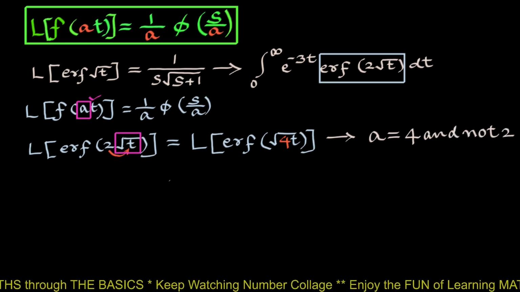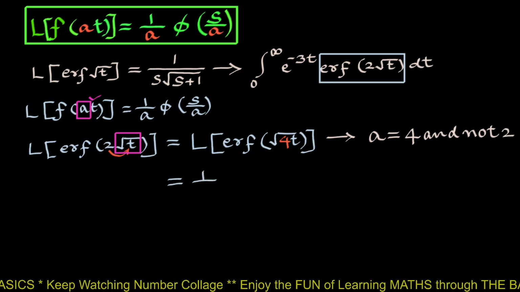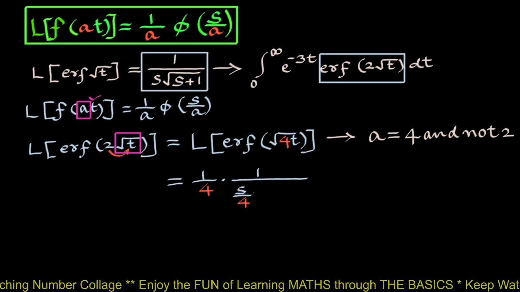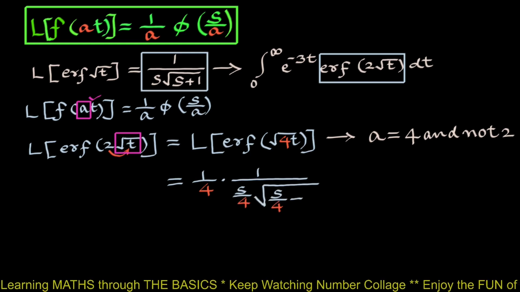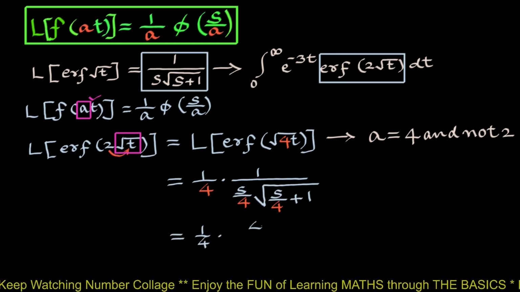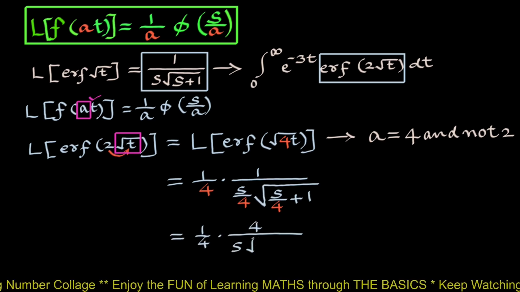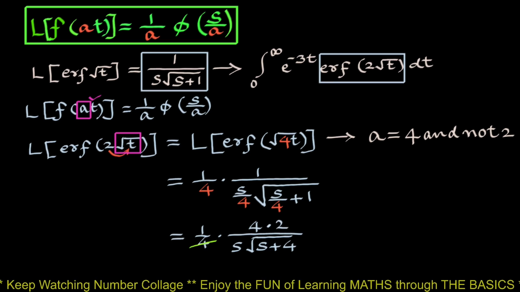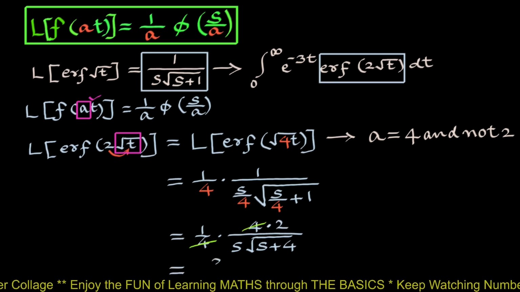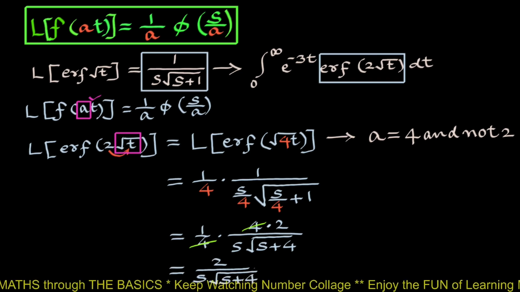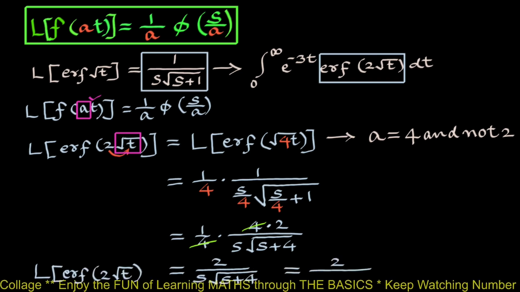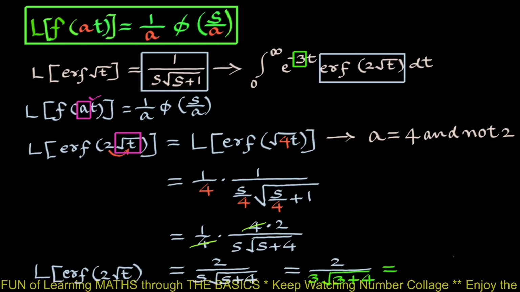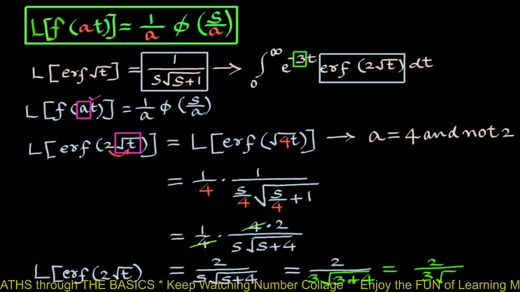So this further becomes, by change of scale property, 1 upon 4 into, using this, 1 upon s upon 4 square root of s upon 4 plus 1. This will be 1 upon 4 into 4 upon s square root s plus 4 into square root of 4, 2 in the numerator. Cancelling 4, this will be 2 upon s square root s plus 4, which will be 2 upon, putting s equals 3, it will be 3 square root 3 plus 4, which is 2 upon 3 square root 7.